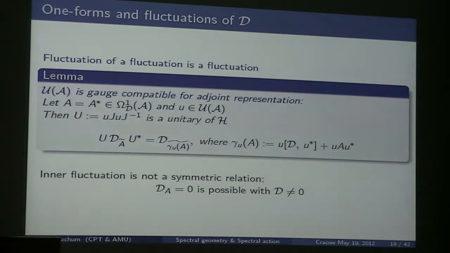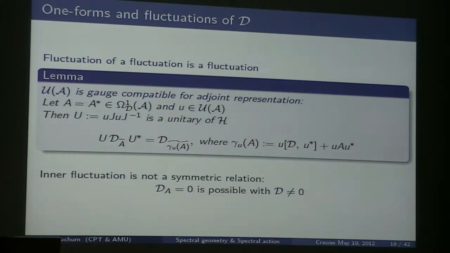You can prove that a fluctuation of a fluctuation is a fluctuation, but more important is the fact that the unitary group of the algebra is gauge compatible with this adjoint representation, namely everything makes sense, and by this I do mean that if you have a self-adjoint 1 form and a unitary element in your algebra, and you define this strange unitary operator on H, then this operator is actually equal to that, and here you can recognize the usual gauge transformation. Okay, so everything goes well.